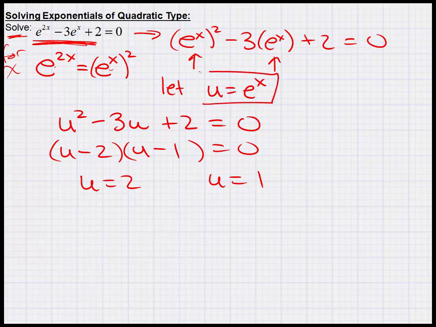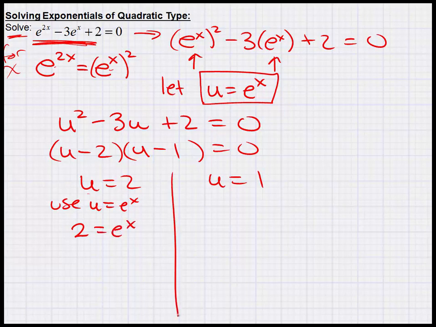But what I can do is use my substitution equation. And I could say, all right, well, if u equals e to the x and I know u equals 2, if we use this u equals e to the x, I can figure out that 2 equals e to the x. And that's an exponential equation. I'm going to say the natural log of 2 equals x. And there's my answer. But that's only for one of those u's.